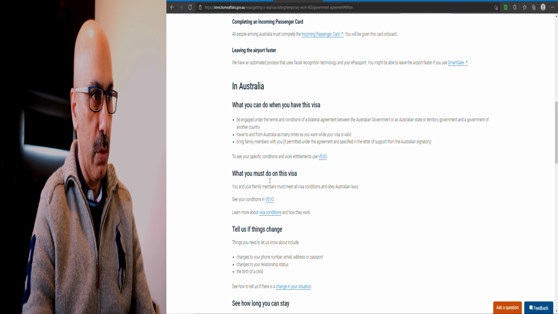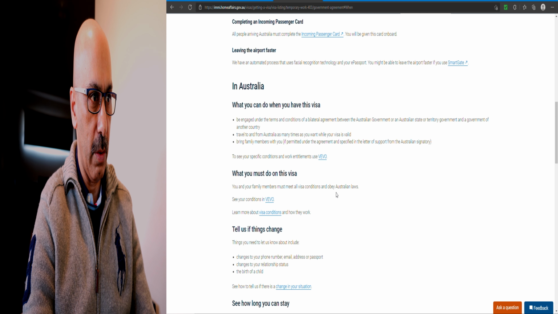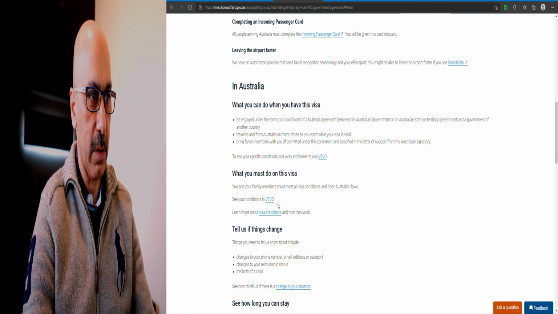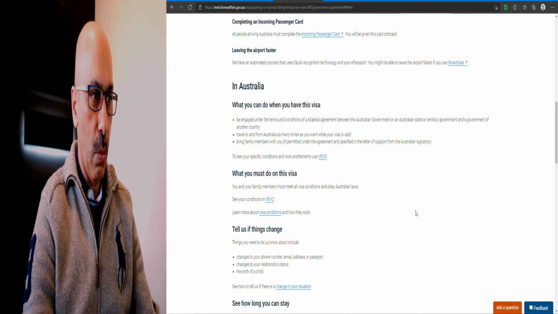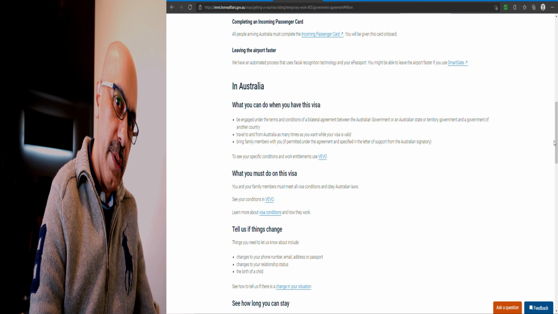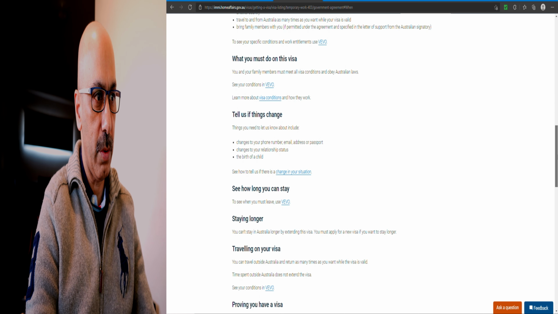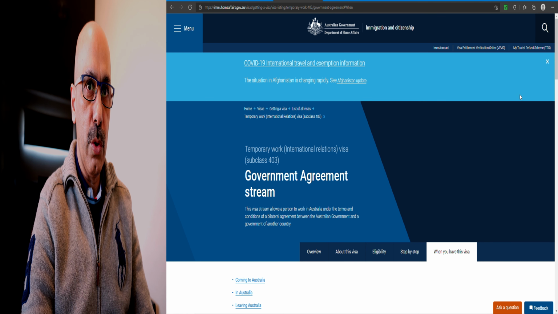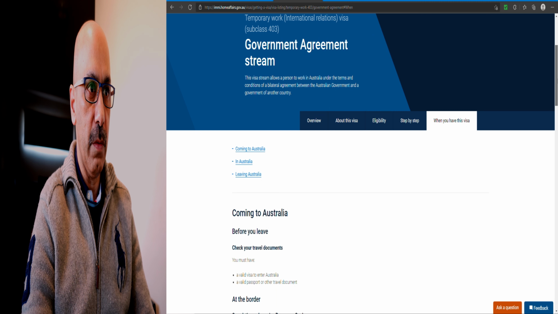What you must do on this visa: you and your family members must meet all visa conditions and obey Australian laws. By clicking onto this link, you will be able to see the terms and conditions, and all this information I have read many times to you before. So these were all the information you needed to fulfill to apply for this visa.